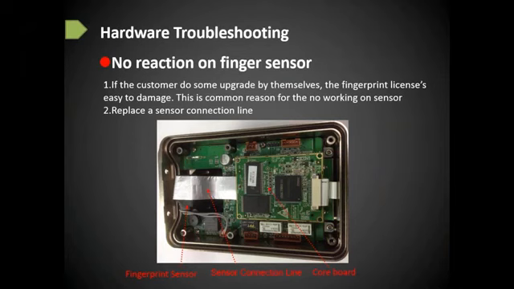Just the customers do some upgrade by themselves, and they damage the license file. So when you encounter these problems, also contact our technical support. Before this, you can also replace the sensor connection line or the finger sensor. If there is still no reaction, you can ask our technical support for help. They will do a remote check for you to check whether the license file is damaged or not. And I think it's helpful for these problems.